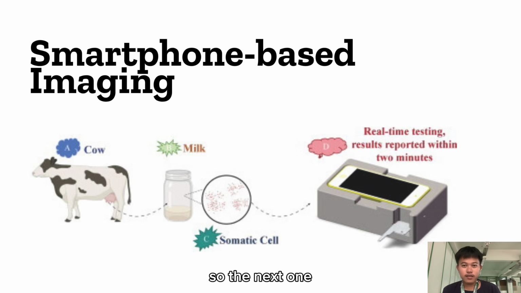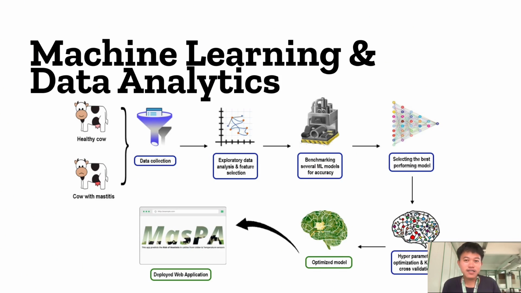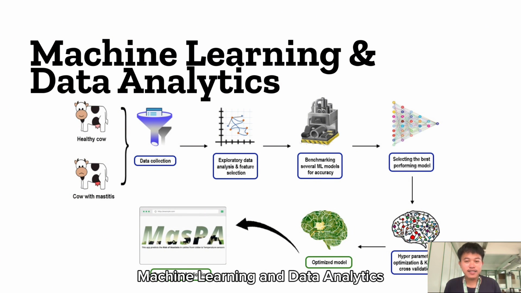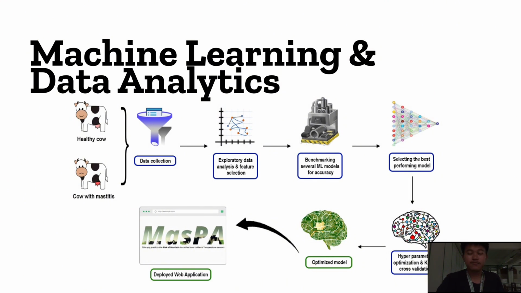The next one is smartphone-based imaging. These phone cameras with special apps or attachments analyze milk drops for somatic cells. Then, machine learning and data analytics. Computer programs analyze SCC trends, milk yield, and cow health records to predict mastitis risk. In short, these new technologies make mastitis detection faster, more accurate, and possible on farms, reducing losses in milk production.